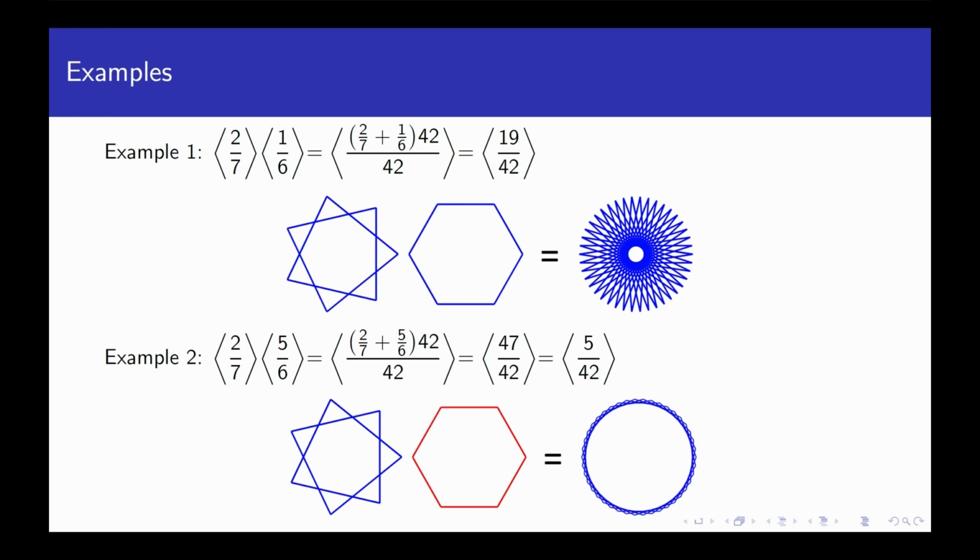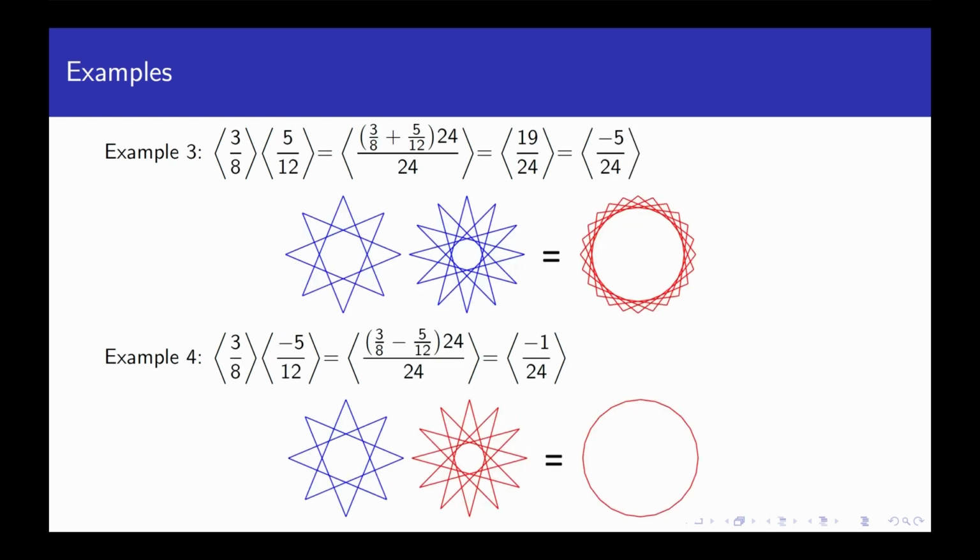Heptagram plus negatively oriented hexagon equals ring. I'm bringing this one up just to point out that the orientation matters, right? Those are both hexagons, but one is positively oriented, one is negatively oriented, and that has all the effect in the world on the final shapes. Just another variation of this.